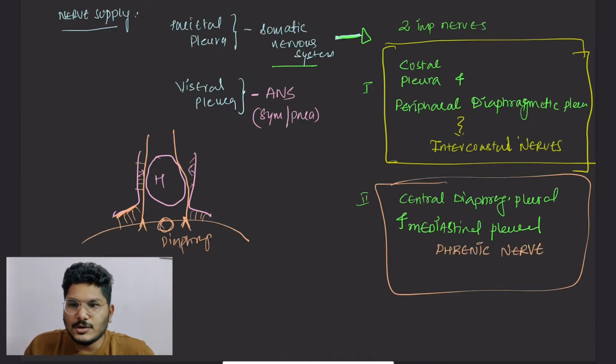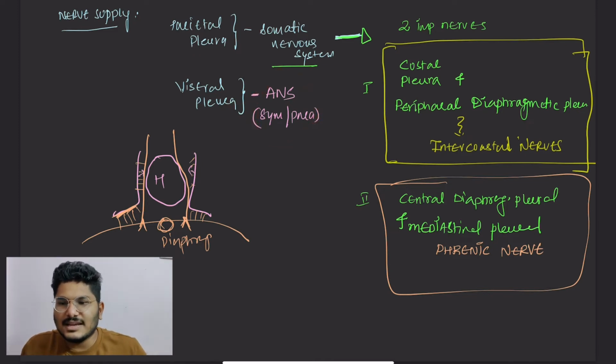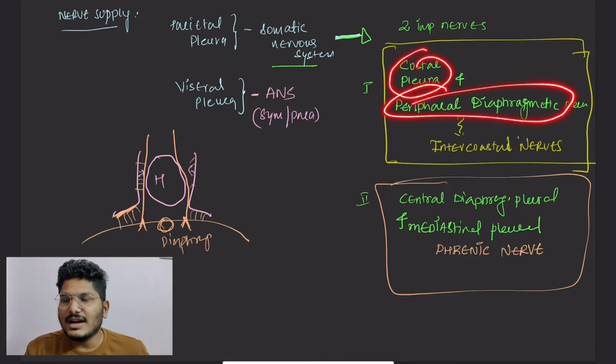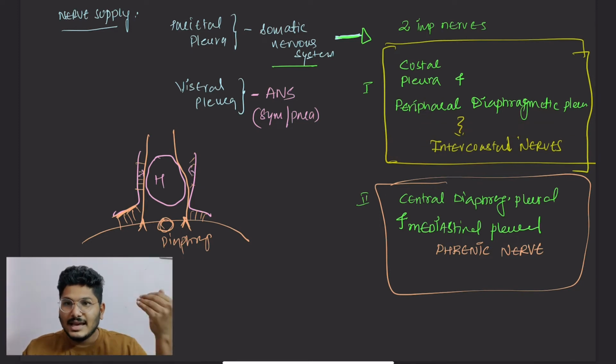Regarding the nerve supply of the pleura, there are two layers, right? The parietal pleura is supplied by the somatic nervous system, and the visceral pleura is supplied by the autonomic nervous system, that is the sympathetic and parasympathetic nervous system, which supplies the major viscera also. For the parietal pleura, two important nerves matter. The costal pleura and the peripheral diaphragmatic pleura are supplied by the intercostal nerves. Very easy, since the costal pleura is lying just below the intercostal spaces. Therefore the peripheral diaphragmatic pleura and the costal pleura are supplied by intercostal nerves.